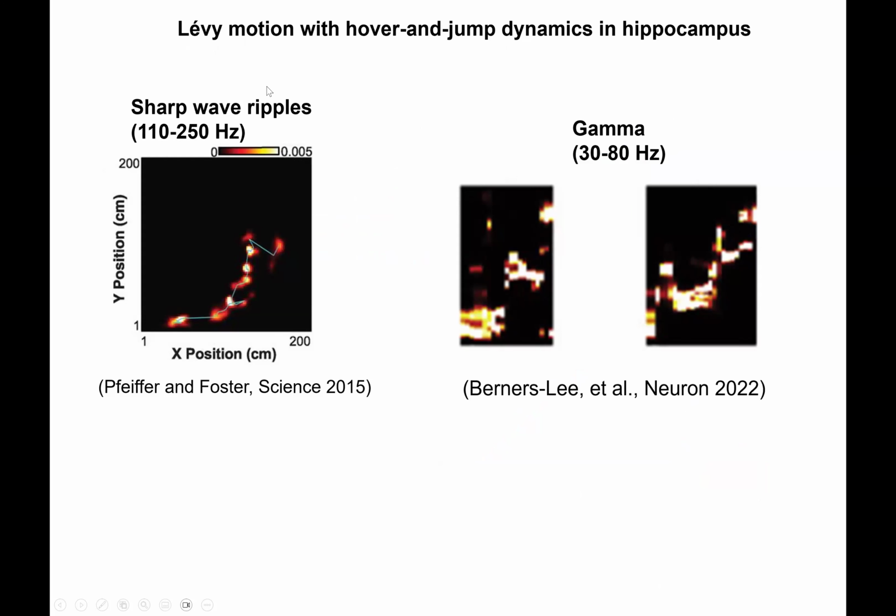This type of activity has been found in hippocampus. This is a recording from hippocampus of a very quick oscillation called sharp wave ripples, with high frequency as shown here. You can see sharp wave ripple related activity at one position, and quickly it shifted there, and so on. So we have this sort of super diffusive Levy motion-like activity in hippocampus. Here, this is for gamma oscillations in hippocampus. In that paper, people mentioned this kind of jump, this super diffusive motion-like behavior.